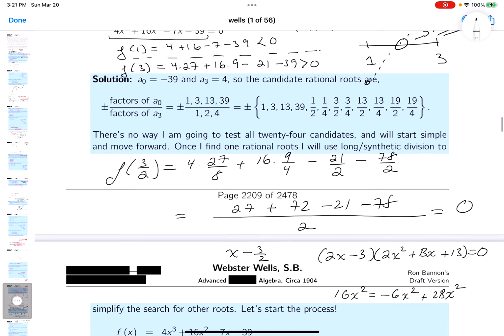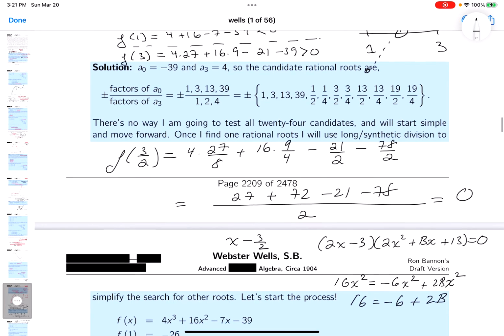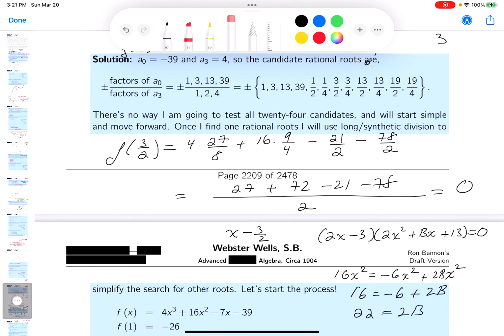That doesn't look too bad, right? So what does that mean? 16 equals minus 6 plus 2b. And then I would get 22 equals 2b. So b is 11. Let me get my eraser out. And b is 11. Sorry about that. And I'm going to check it.